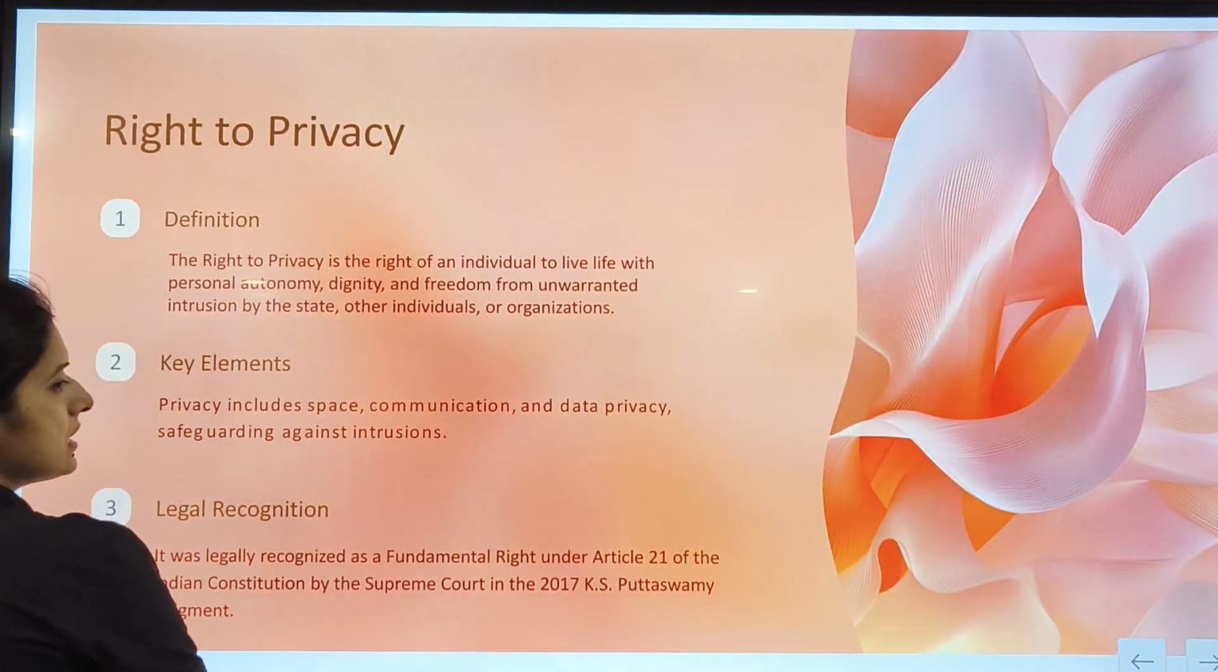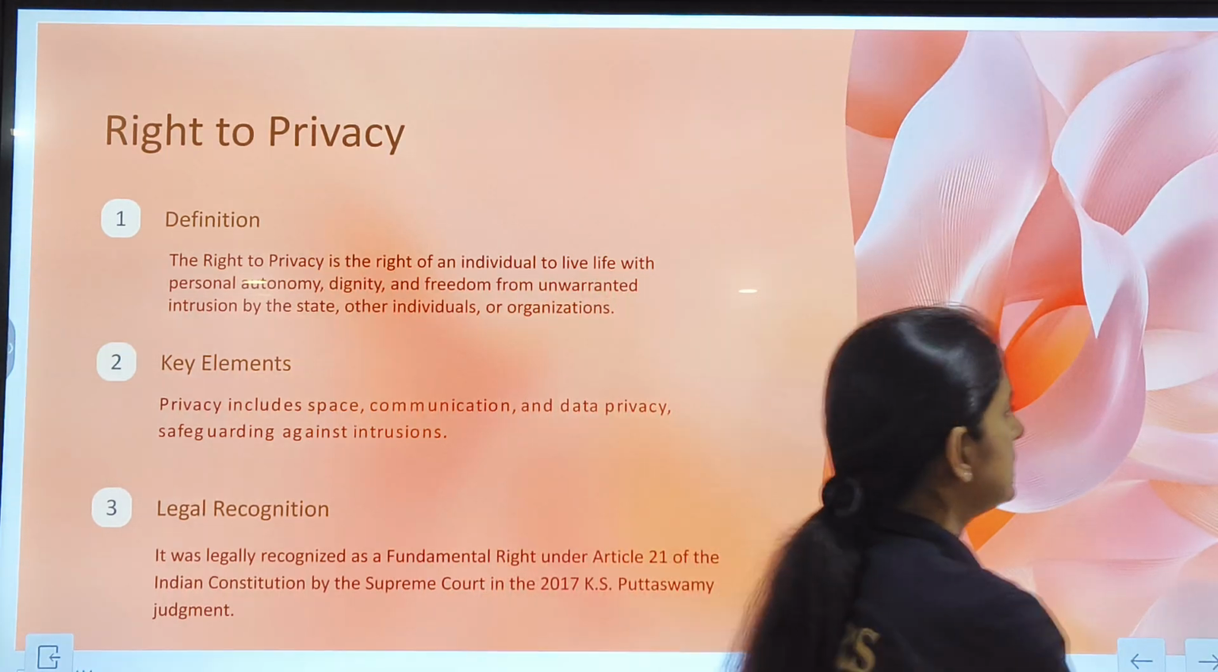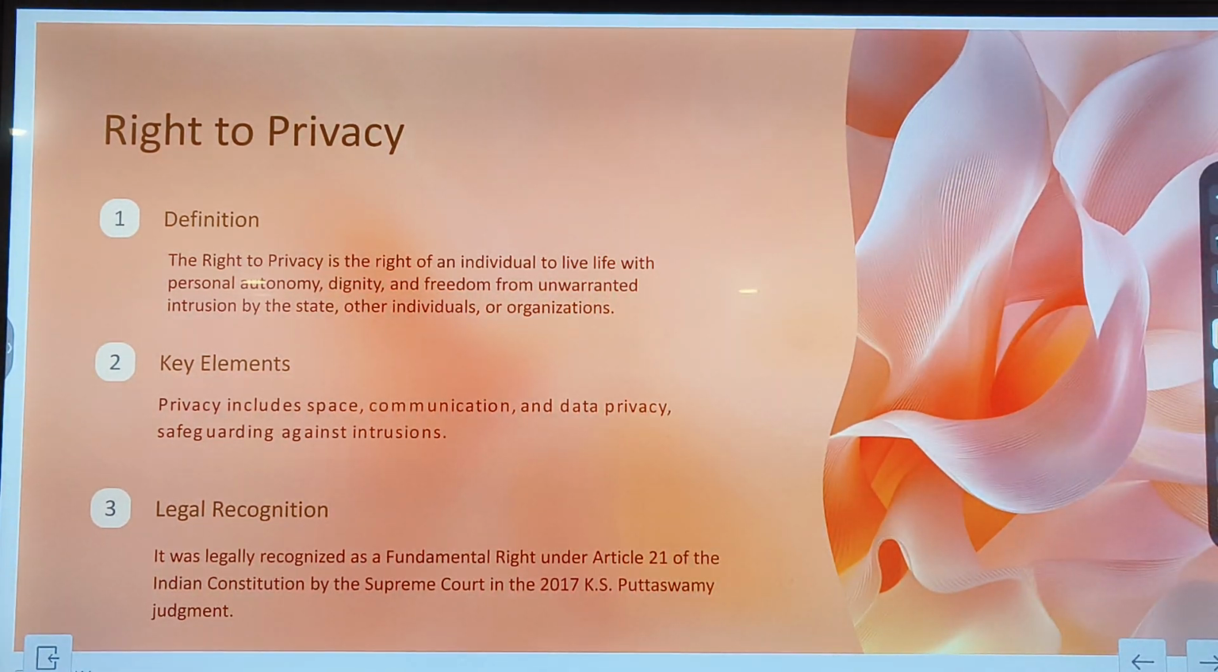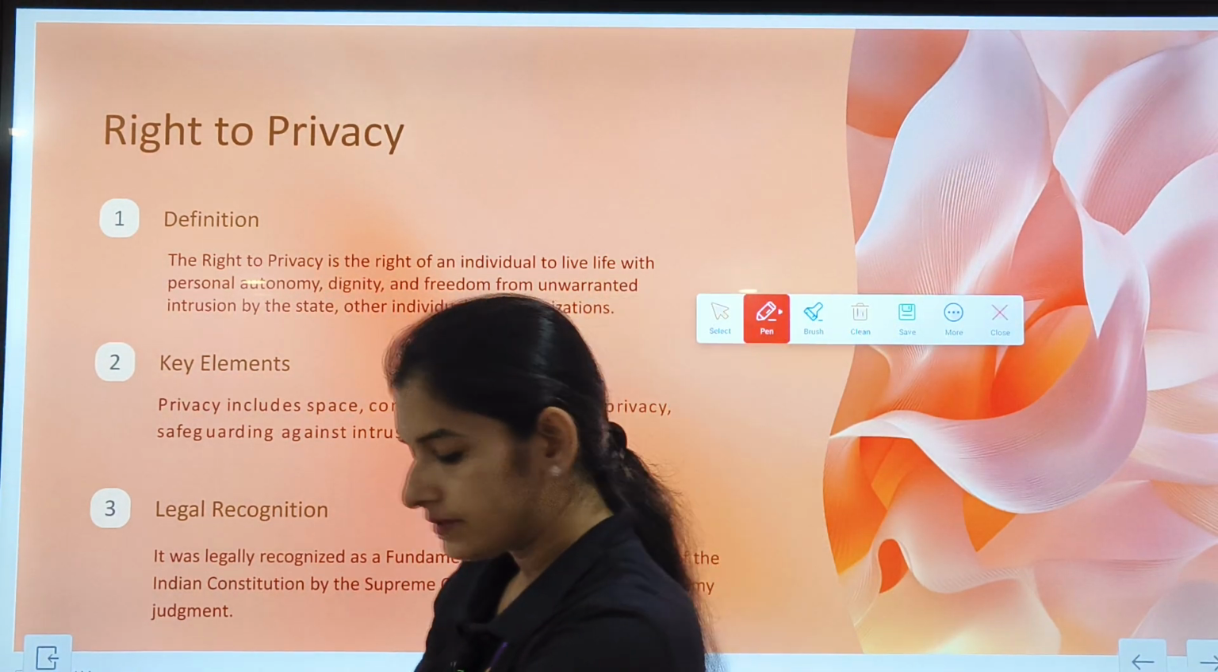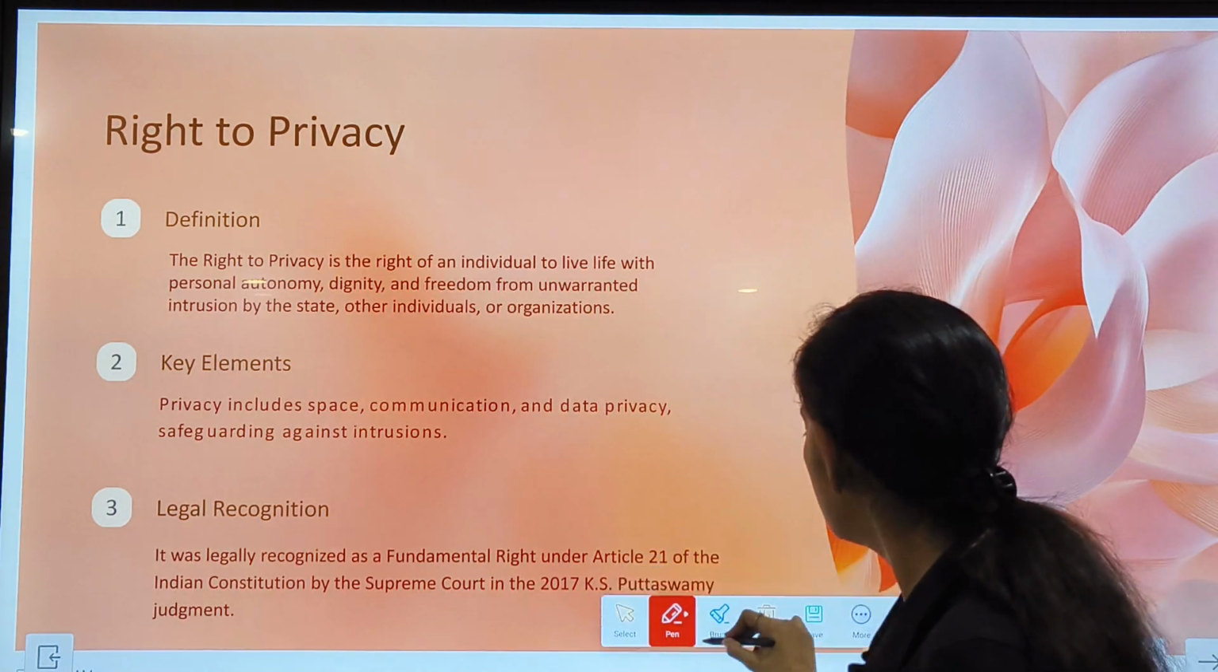Our next right is right to privacy. Right to privacy, what is it? First of all, what do you mean by the word privacy?